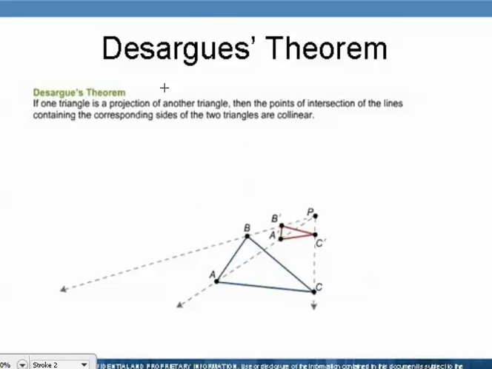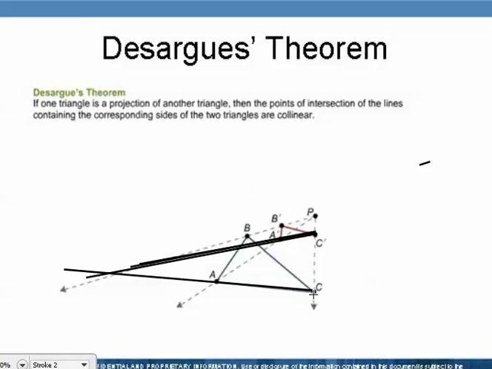Another one that goes along with that is Desargues's theorem. And Desargues's theorem says that if I take the lines of an object that's been projected, and I extend those lines out like that, and do the projected line as well. And of course, it goes off the screen. There, there's one where they hit.